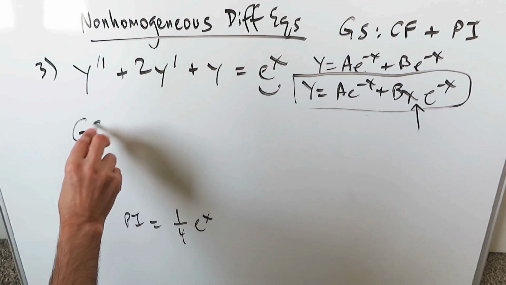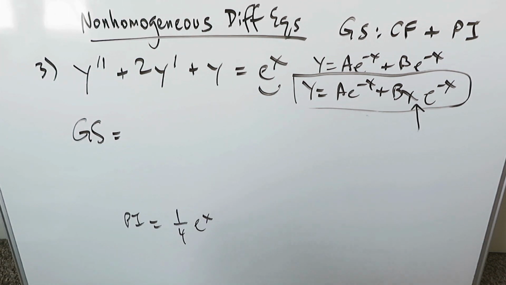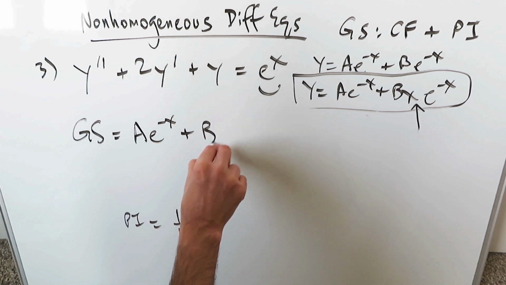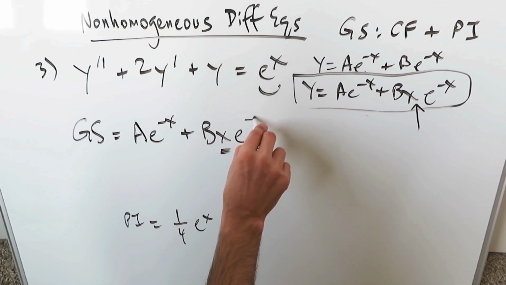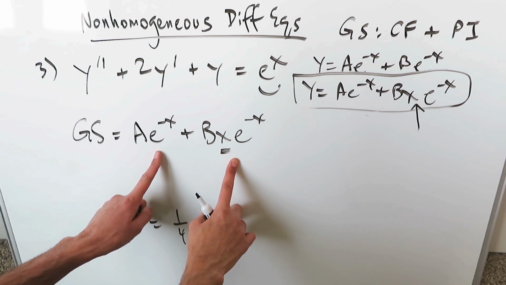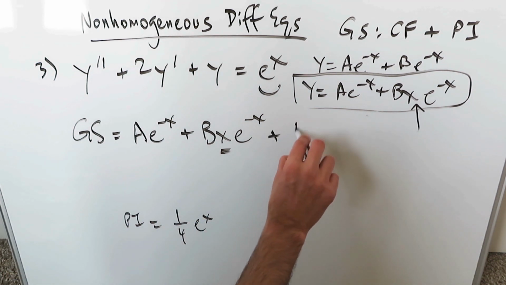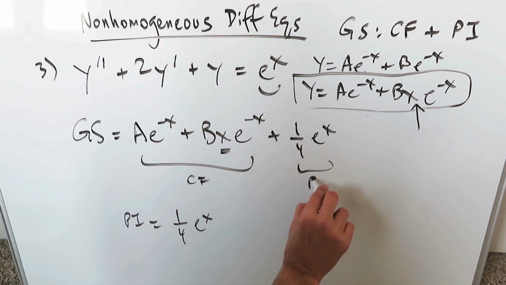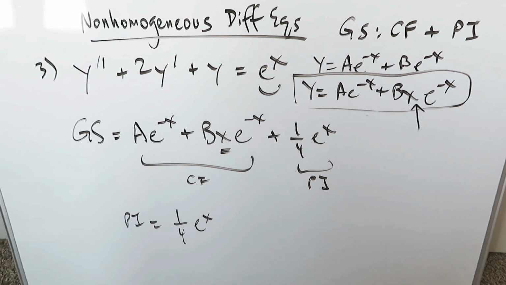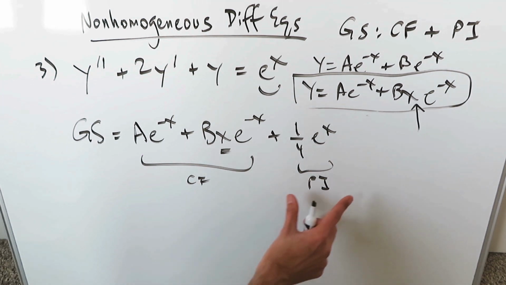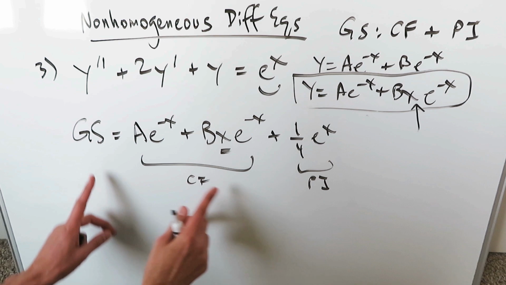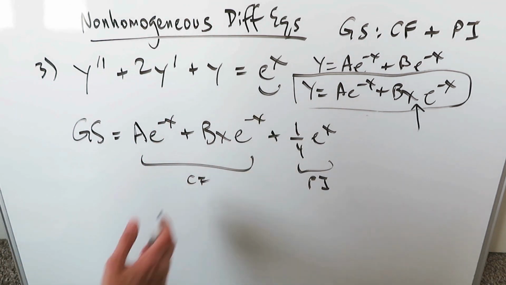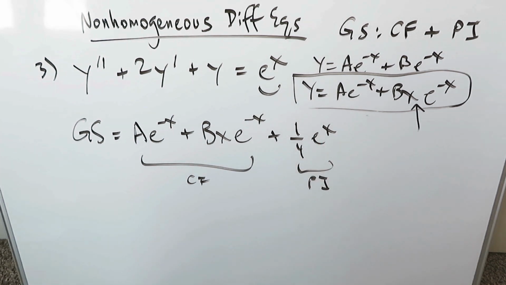My general solution for this second order differential equation, non-homogeneous or inhomogeneous, is equal to a e to the power of minus x plus bx, don't forget this x, e to the power of minus x, only because we had two solutions but they're identical, so we have one real solution, plus 1 over 4 e to the x. Here's my complementary function part. Here's my particular integral part, and in combination these are your general solution for that differential equation. This right here is part of your solution, this here is part of your solution, but this here is your full solution, and this is it, a e exponent minus x plus bx e exponent minus x plus 1 over 4 e exponent x, and we are done.